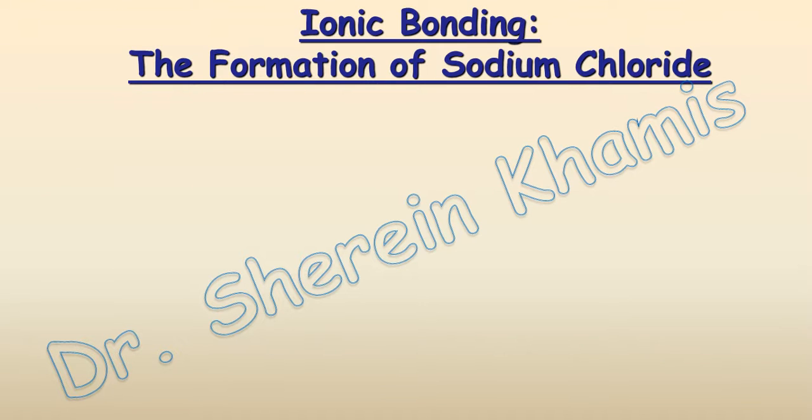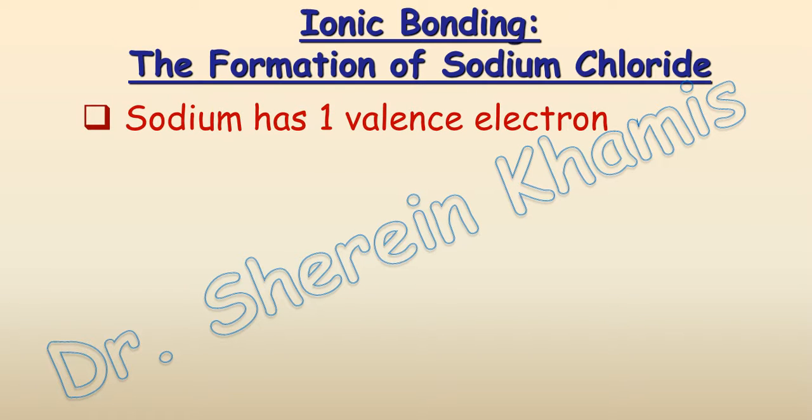Okay, what happened to form an ionic bond? Let's take an example for an ionic bond. We have sodium chloride. It is the simplest example that we have taken before, and we are going to illustrate it. Sodium has one electron. We call it a valence electron. Why? When it loses it, it will be monovalent.